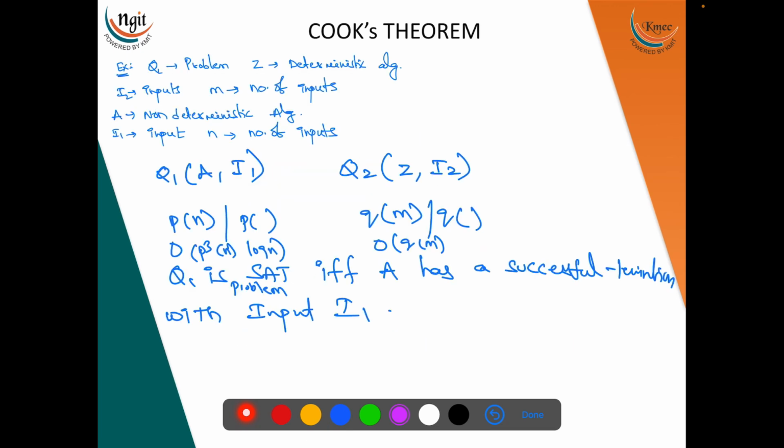So I'm taking an example. I am taking one problem, and the problem is termed Q. For the problem Q, I am writing an algorithm A with the input I1. Here I wrote Q1 and Q2. Q1 is a P problem. Q2 is an NP problem. So you should make sure that your NP problem is solvable.